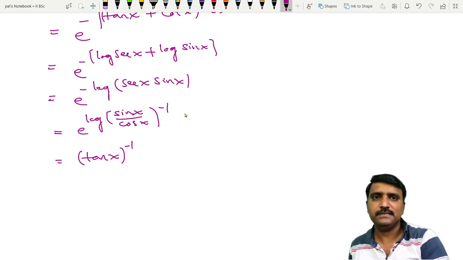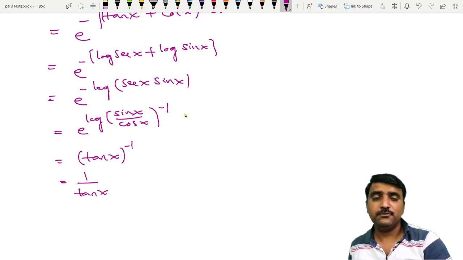e and log cancel, so e to the power of log a can be written as a. Like that you can write it as sin x by cos x to the power minus 1, or tan x to the power minus 1. So tan x to the power minus 1 can be written as 1 by tan x.